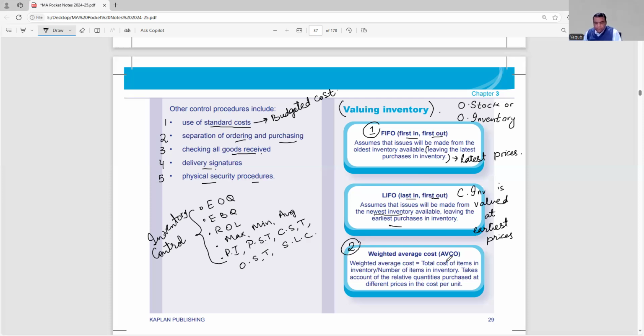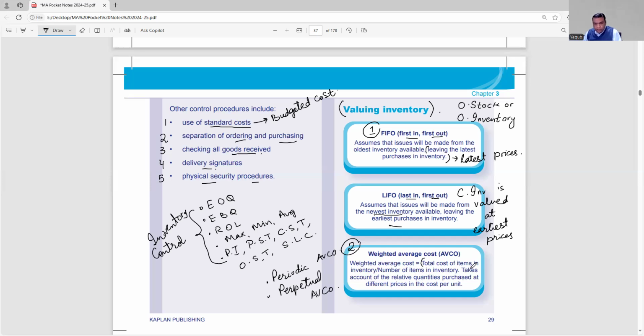Next one is AVCO. AVCO means what? Weighted average method. Weighted average methods are basically of two types. One is called periodic AVCO and the second one is called perpetual AVCO. Periodic AVCO means what? Periodic AVCO means we will calculate the average cost per unit at the end of accounting period, and all units are issued at that average cost per unit.